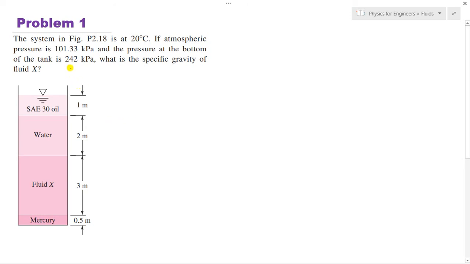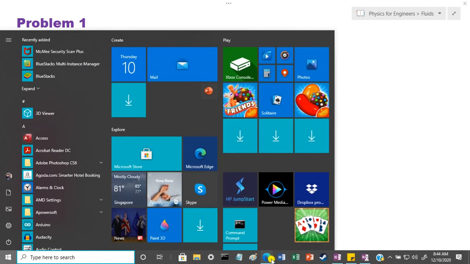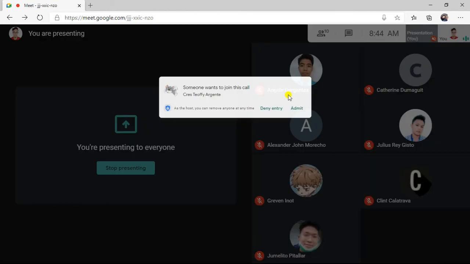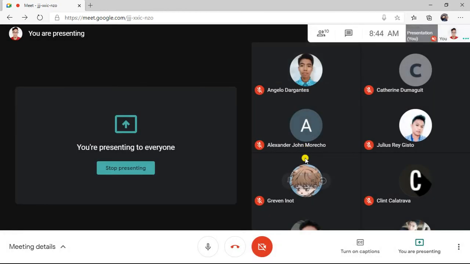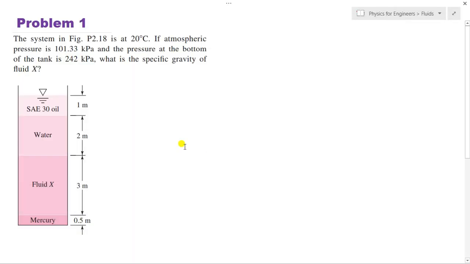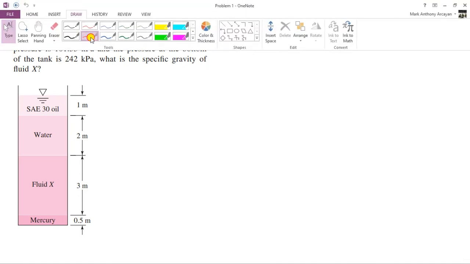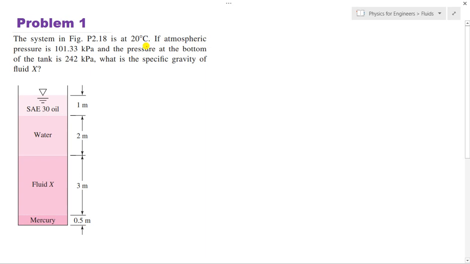So we have here a system as you can see in this figure. So this is at 20 degrees Celsius. Actually, 20 degrees Celsius is the standard temperature for engineers. So the standard temperature used in engineering is 20 degrees Celsius. For physicists, that is 4 degrees Celsius.